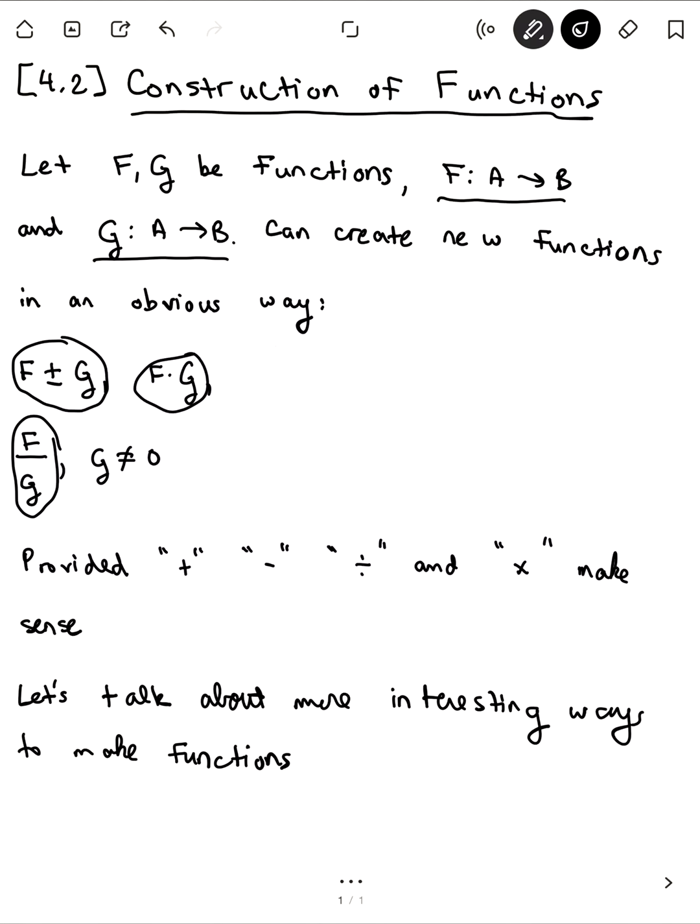And I say you can add, subtract, multiply, and divide these, provided that adding them, subtracting them, multiplying them, or dividing them actually means something. As if these are functions of numbers producing numbers, then it makes sense to perform these operations. But I'm saying this in a broad sense, and it's always a good idea to keep concrete ideas in mind when you're thinking of functions. It's always easy to think about numbers. But what we'd like to do now is to think of more interesting ways to make functions. And so the first type of interesting development we're going to talk about is the inverse.